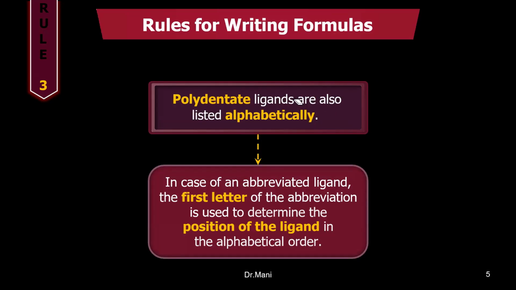So when multiple ligands are present, what do we do? Polydentate ligands are also listed alphabetically. That's what I mean: when multiple ligands are given, they should be written in alphabetical order. And for abbreviated ligands, the first letter of the abbreviation is used to determine the position of the ligand. So when you take water or hydro, you take H as the first letter. With something like amine, that's A. You should not consider diamine; you should not consider the D for that. You should consider A only. So that's what I mean here. Understood?